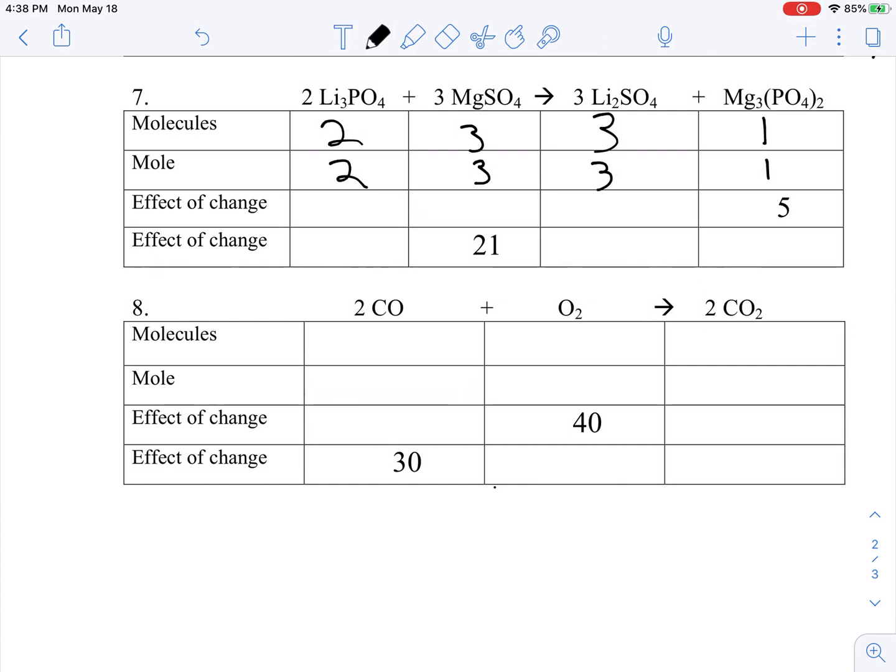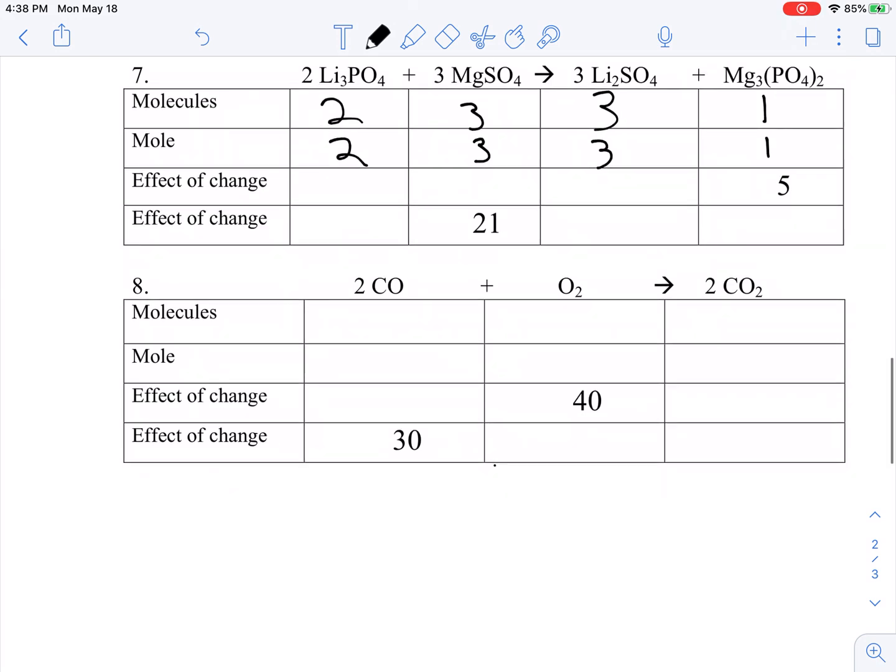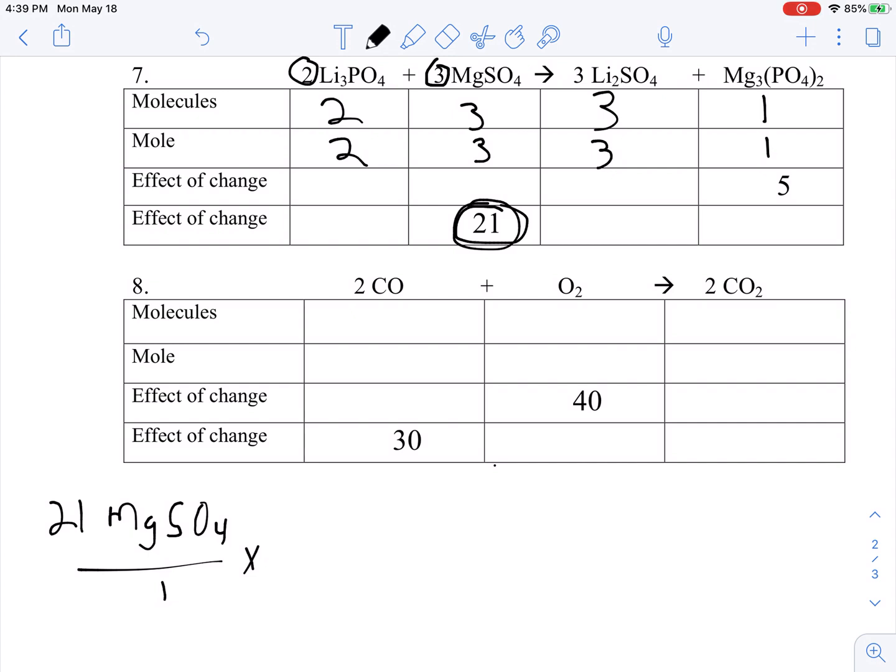Okay, so on this, what would happen? Let's just go down to this one here, which just looks a little more difficult, but it's really not. So our ratio 2 to 3 to 3 to 1 must always be maintained. But what happens if we went from 3 of the magnesium sulfate to 21 moles of magnesium sulfate? Well, here's what we start out with: 21 MgSO4. Okay, how many of the lithium phosphate would we have?